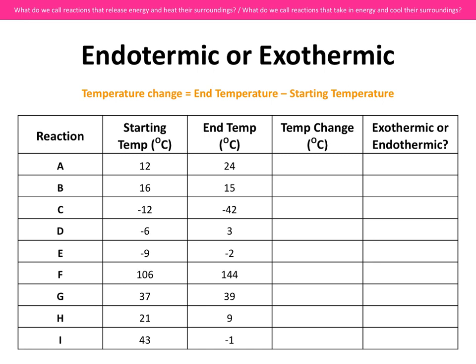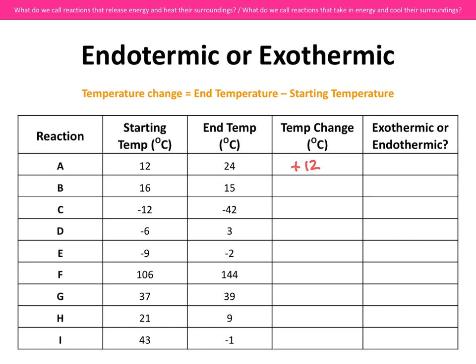So when we're looking at temperature change, we start with the end temperature or the final temperature, and we subtract the starting temperature. And I'm going to put signs in front of my values, positive or negative, because I want to show very clearly that there is either a temperature increase or a temperature decrease. So when we look at reaction A, our end temperature is 24 and our starting temperature is 12. So our temperature change is 24 minus 12, so that is plus 12. So we have got an increase in temperature.